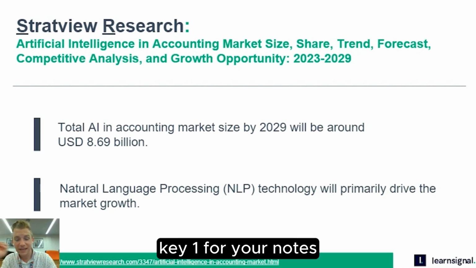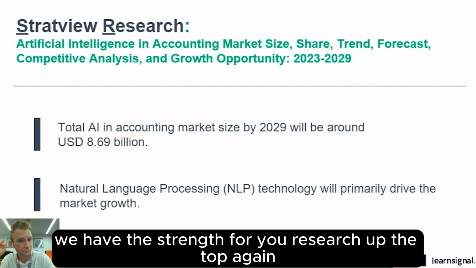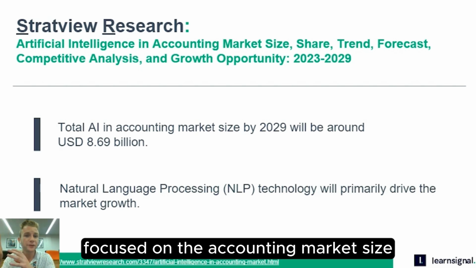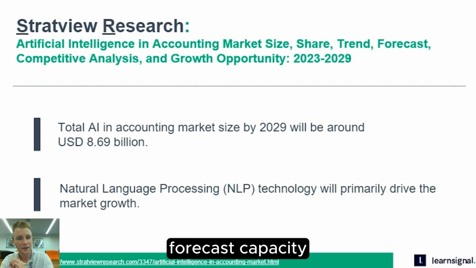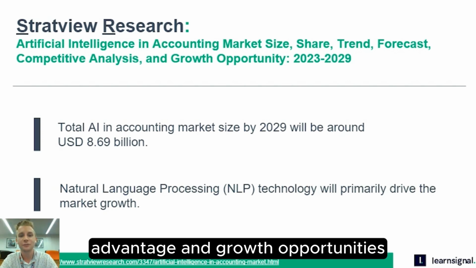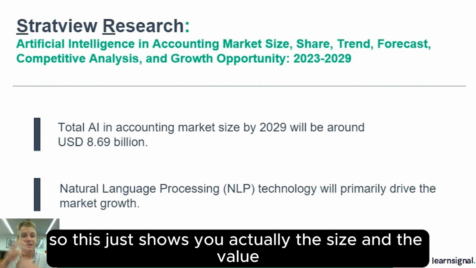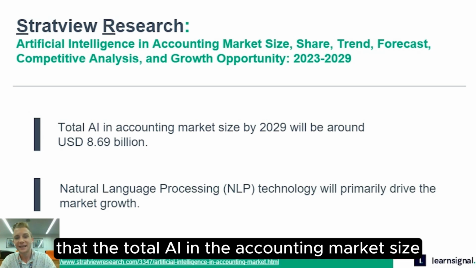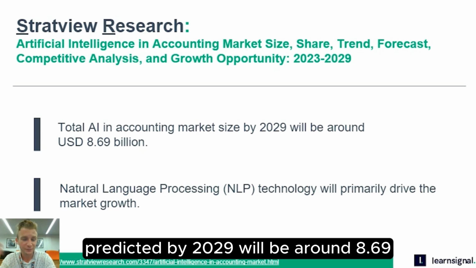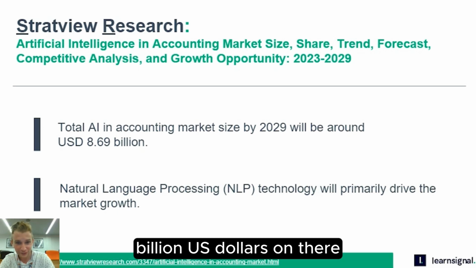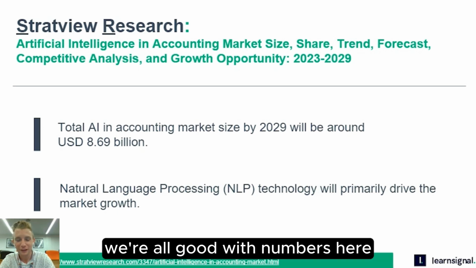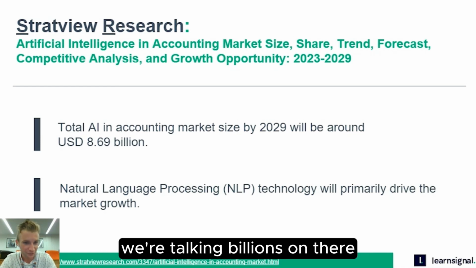The next report, a key one for your notes, we have the StrapView Research up at the top. Again, focused on the accounting market size, shares, trends, forecast, competitive advantage, and growth opportunities. So this just shows you the size and the value that the total AI in accounting market is predicted by 2029 to be around 8.69 billion US dollars. So that's not million. We're all good with numbers here. We're talking billions.